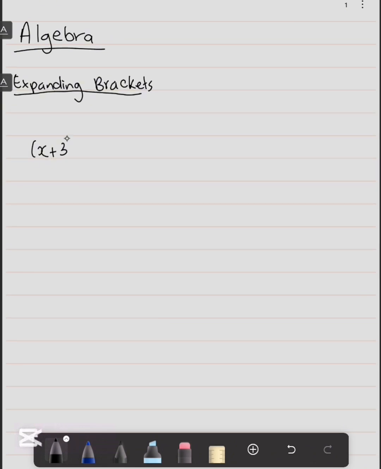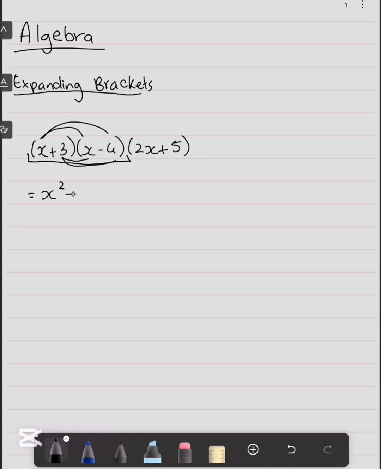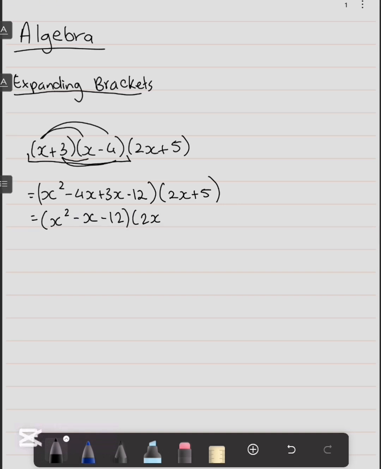Let's try another example, but with 3 brackets. (x + 3) multiplied by (x - 4) multiplied by (2x + 5). We always do the first 2 brackets, so use the double crab claw method and get x squared minus 4x plus 3x minus 12. And then we multiply that big bracket by (2x + 5). We want to simplify the left bracket to (x squared minus x minus 12) multiplied by (2x + 5).